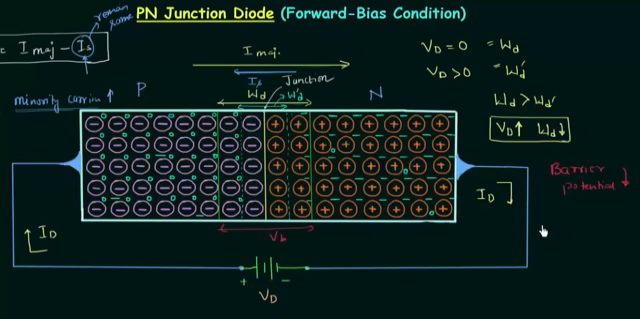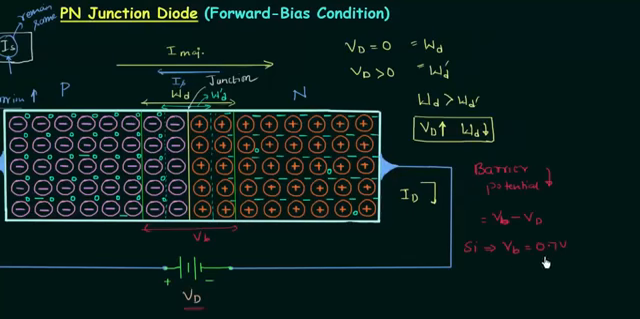And let's say initially the barrier potential was VB. So the new barrier potential is equal to VB minus VD, where VD is the applied forward bias voltage. So the new barrier potential is VB minus VD, and in case of silicon, VB is equal to 0.7 volts. We calculated this in the last presentation. The barrier potential for silicon is equal to 0.7 volts, and if I make VD equals to 0.7 volts, then the new barrier potential is equal to 0.7 minus 0.7, and this is equal to 0 volts.